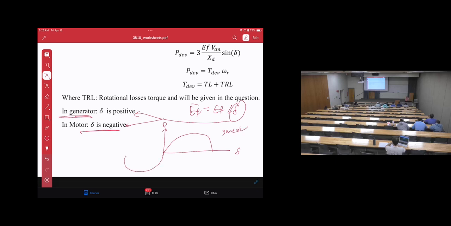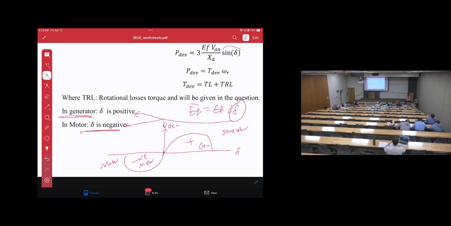Or it will be like this. This means we are in motor. Okay? That's the power P versus delta, and the power will be positive in generator, negative in motor.